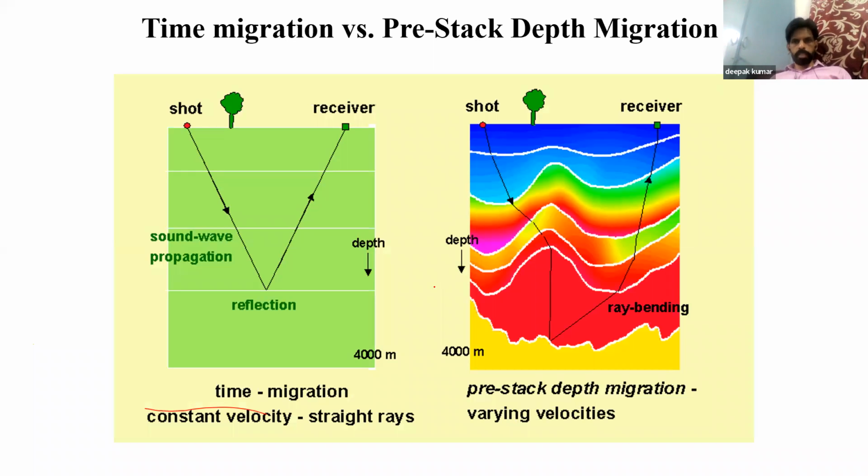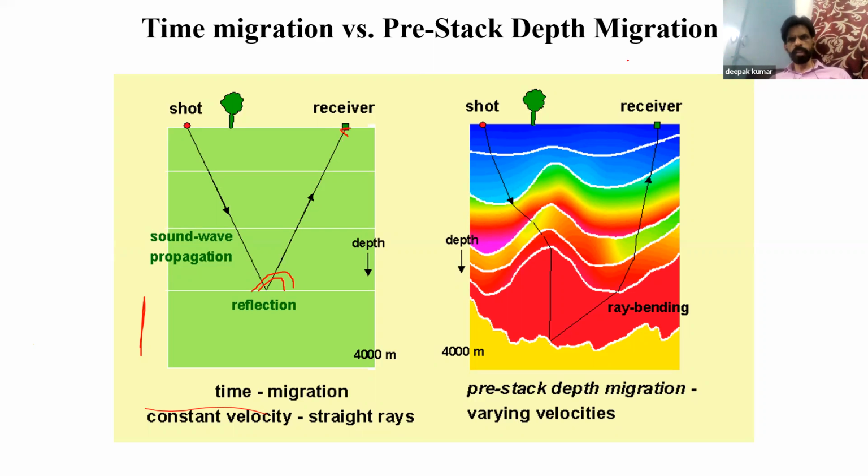This is one example of time migration. It means that we bring the event not to the place where it was recorded, but to where it occurred. That means we try to bring the response of the recording station or geophone not to the place where the signal was recorded, but to where the actual signal took place.